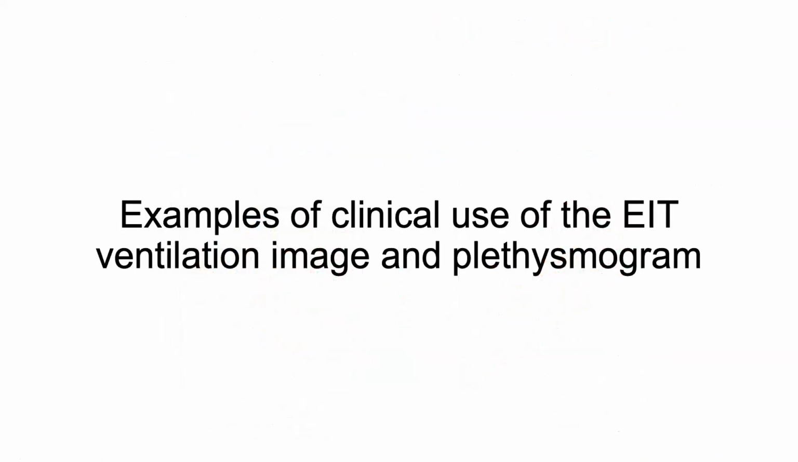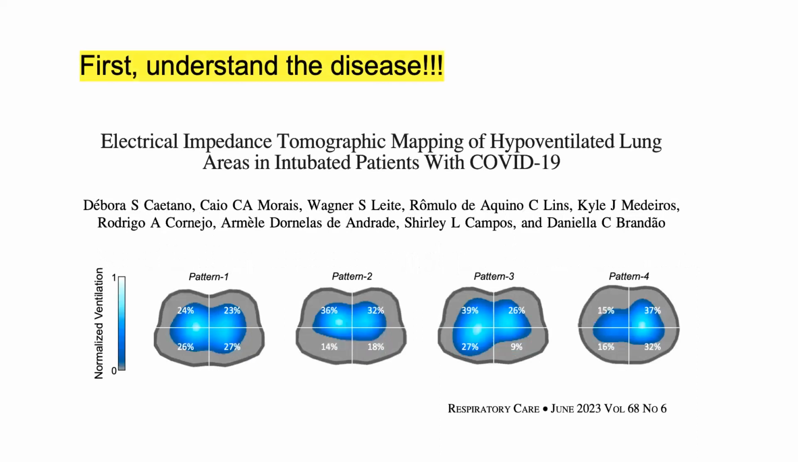Now, let's see some clinical use of EIT ventilation, perfusion, distribution, and the plethysmogram. So I would like to first start with understanding the disease. This is interesting because most of the ventilatory variables that we have at the bedside are not enough to understand what is happening with our patient. We know that CT scan is a good method to differentiate if the disease is focal or non-focal, but it's not feasible for most of the patients in our ICU.